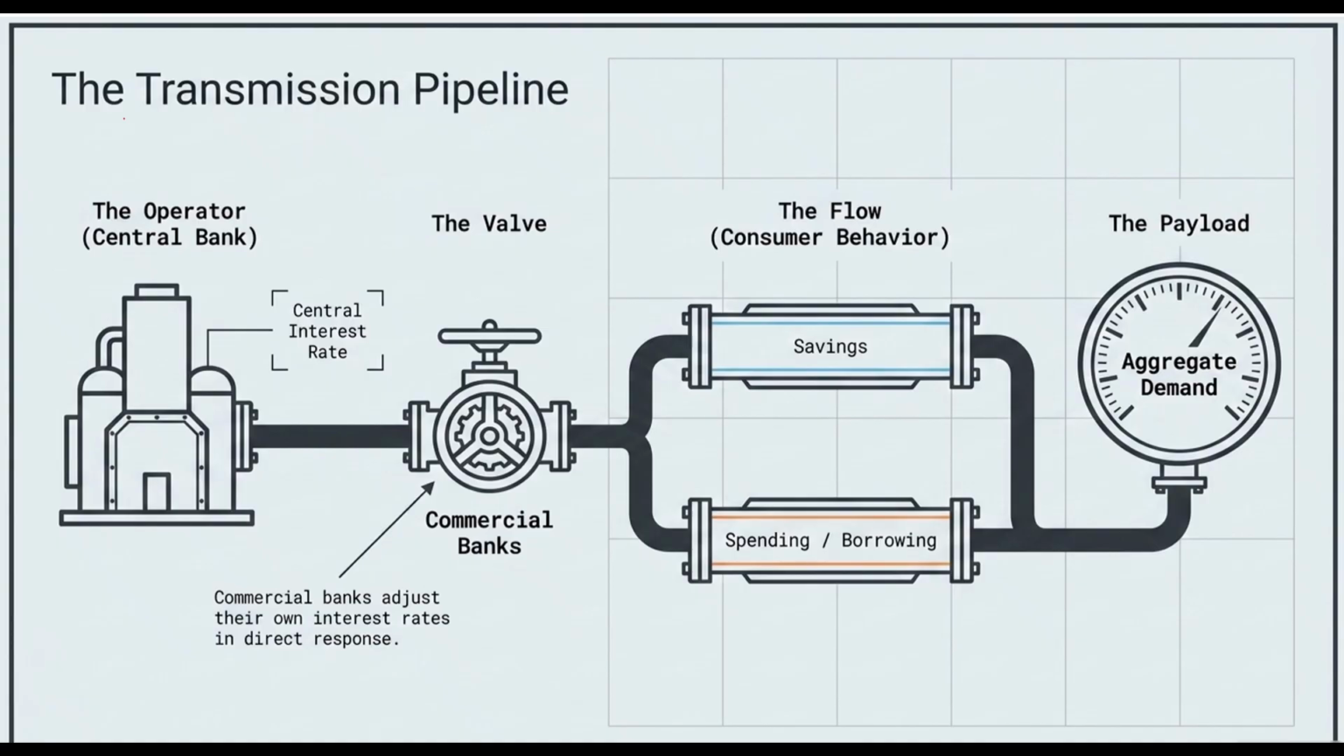Now let's see the transmission pipeline. So here you can see how monetary policy decisions travel through the economy. Think of the central bank as the operator. It controls the entire system, right? It begins by adjusting the central interest rate. So it all starts with the central interest rate.